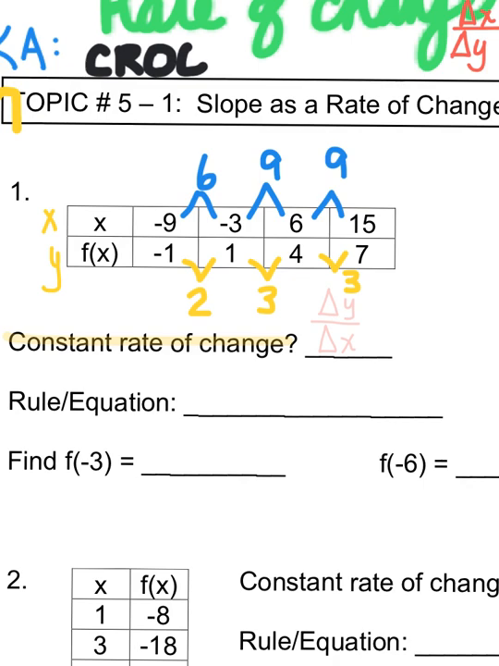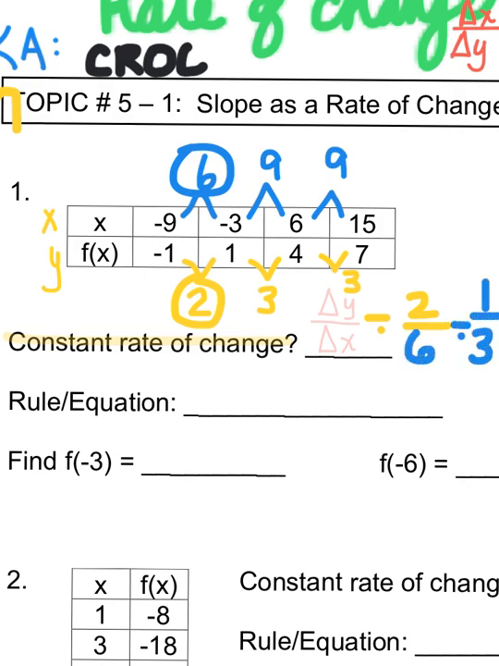Now, we said this was a constant rate of change. So as we do this, the change in y values for these two terms would be 2. The change in x would be 6. That would simplify to 1/3. Now let me show you, if we use this and this, 3 over 9, that would also simplify to 1/3. So the rate of change is constant.